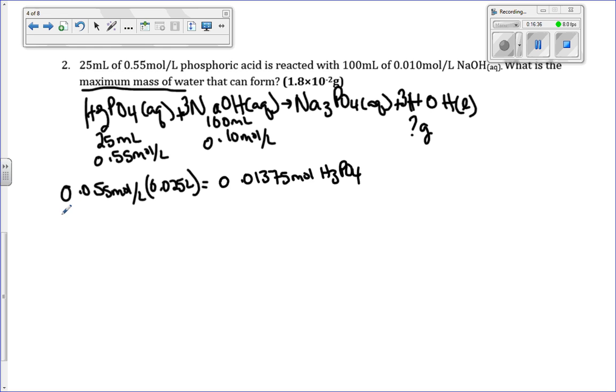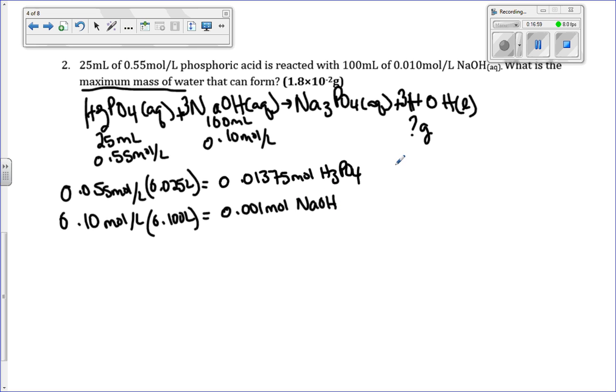And we're also going to do the same thing for sodium hydroxide. 0.10 moles per liter times 0.1 liters is going to give us 0.001 moles of sodium hydroxide.